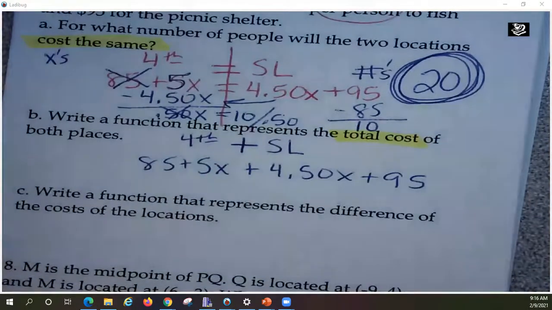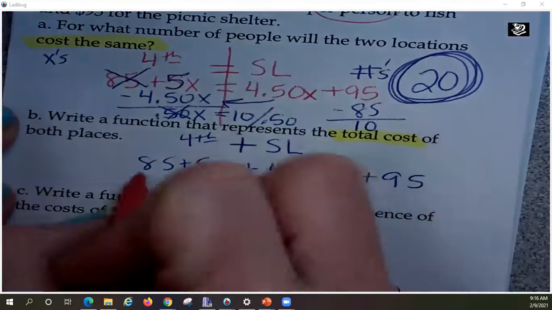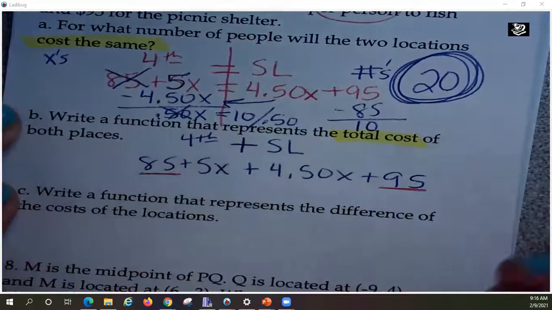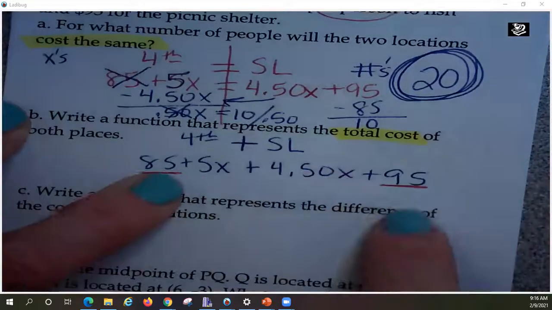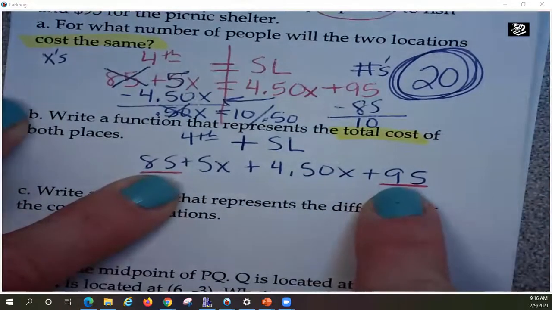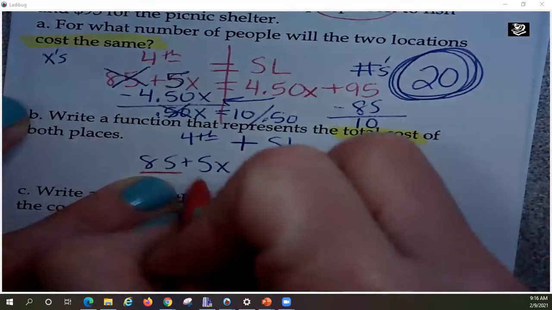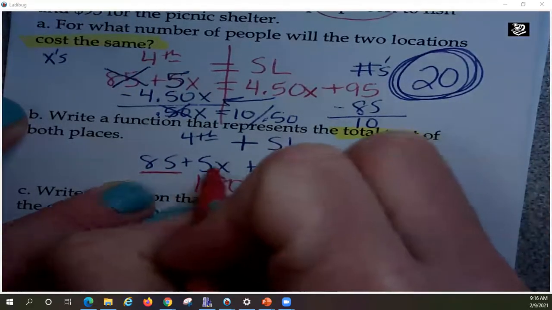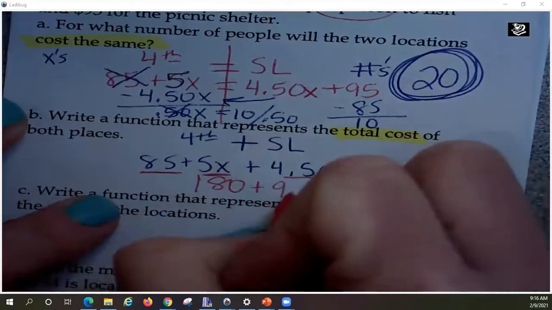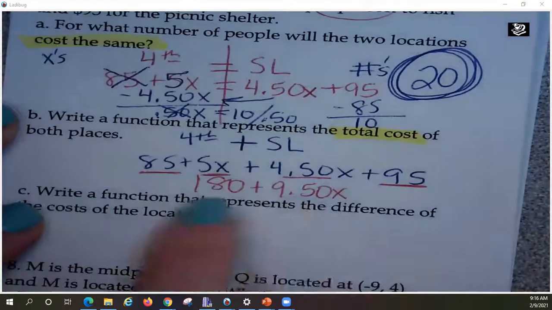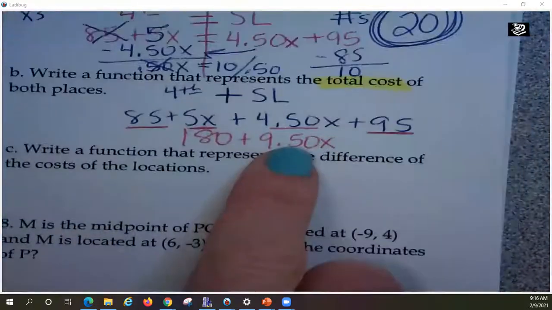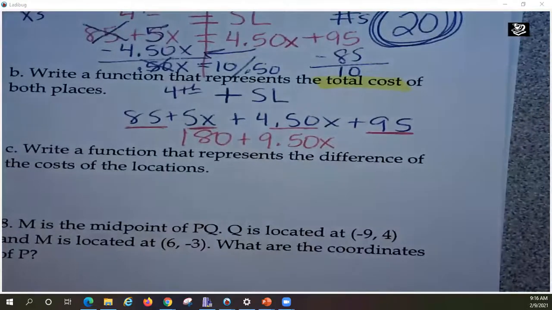Jada, help me with that. What do I do? All right, I think that gives you 180. Can anybody confirm? All right, gives you 180 plus, you combine those, it gives you 950x. So that is your answer, okay? C, write a function that represents the difference of cost of the locations.